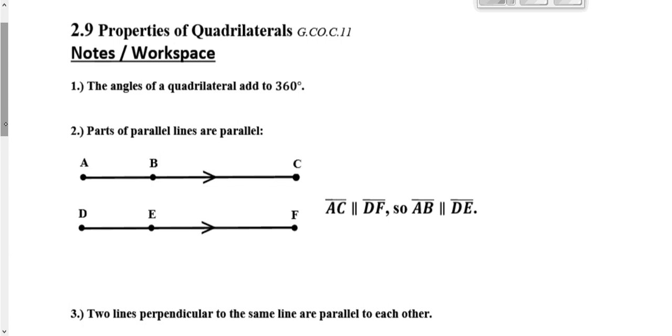Now, here's another thing you need for one of the proofs later on. Parts of parallel lines are parallel, right? So if you're told that AC is parallel to AF, then you can also say that AB is parallel to DE. And there's a proof in one of the Regents questions that kind of makes you do that. You'll see what I mean. But if you're given that, like in the given, you can then in one of your statements say AB parallel to DE, and your reason will be parts of parallel lines are parallel, okay?